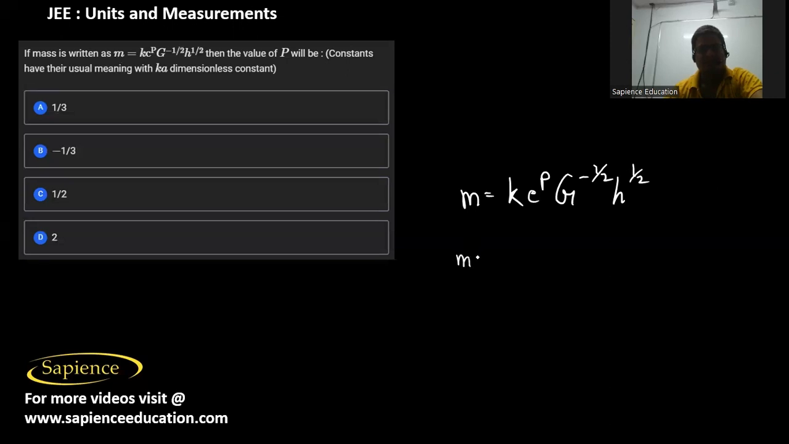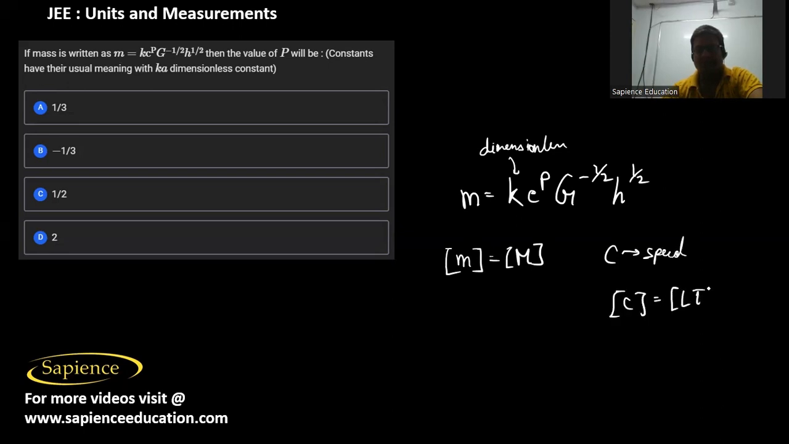So K is a dimensionless constant. So m is mass, so the dimensional formula is M only. K is dimensionless. Now c is the speed of light, as you know, c is the speed. So the dimensional formula for c is L T power minus 1. The dimensional formula for G, the universal gravitational constant, is obtained from G equals F R square by m square.